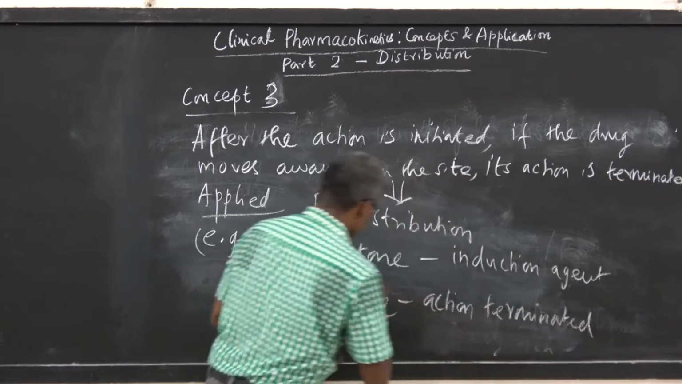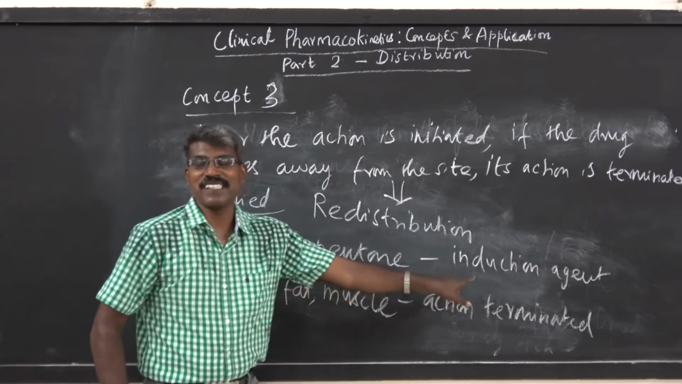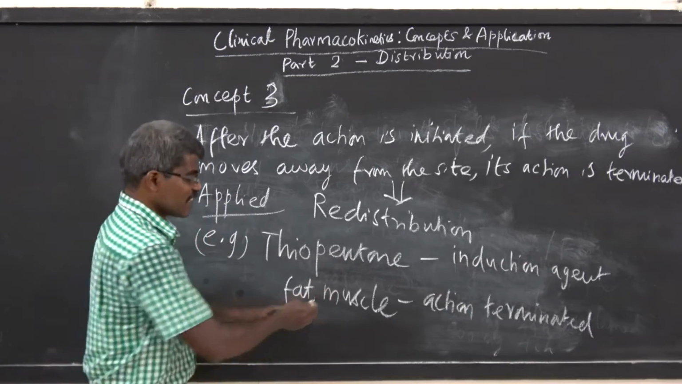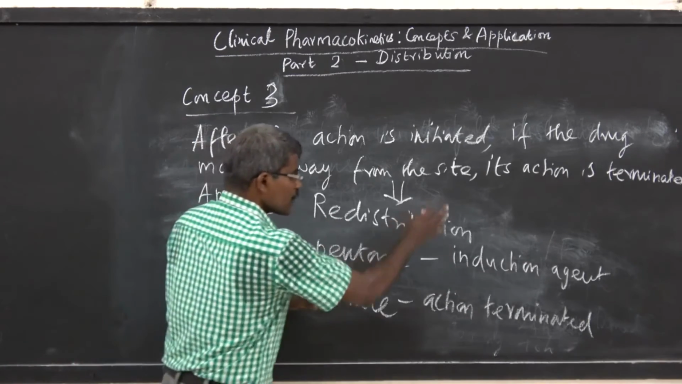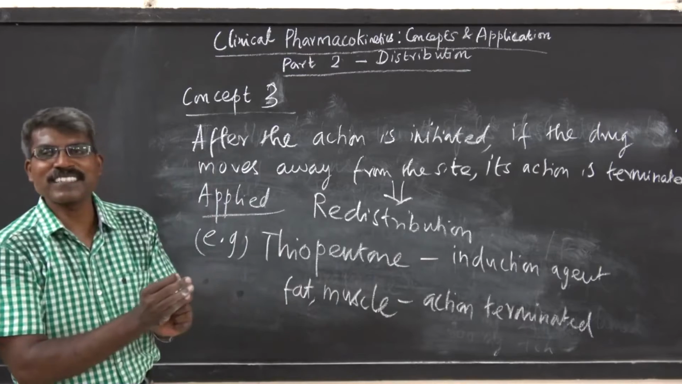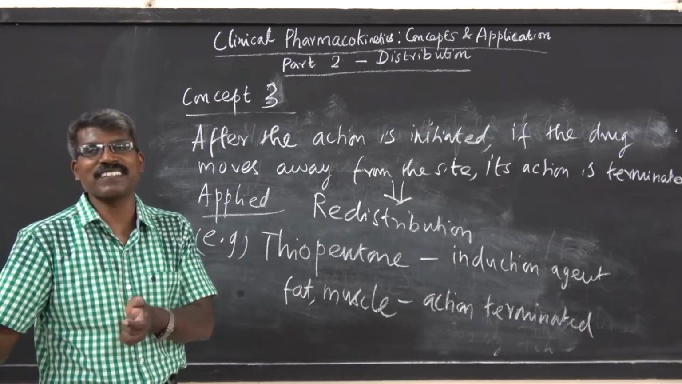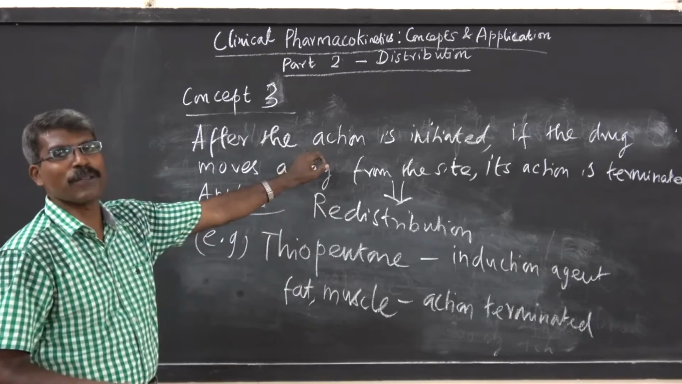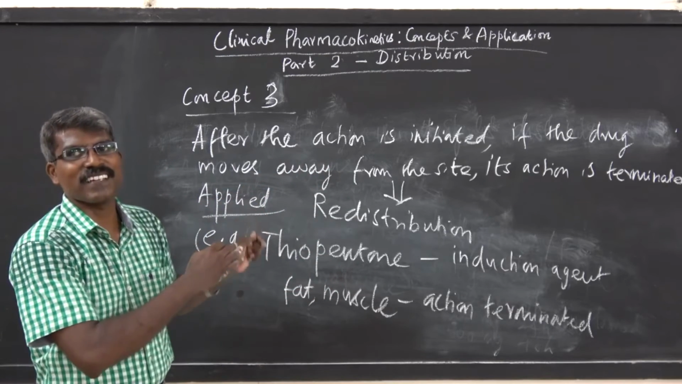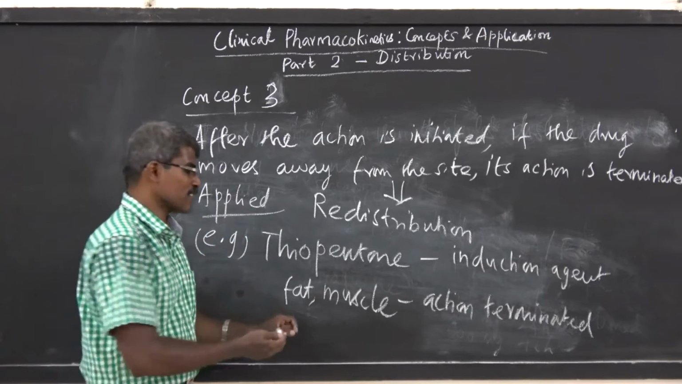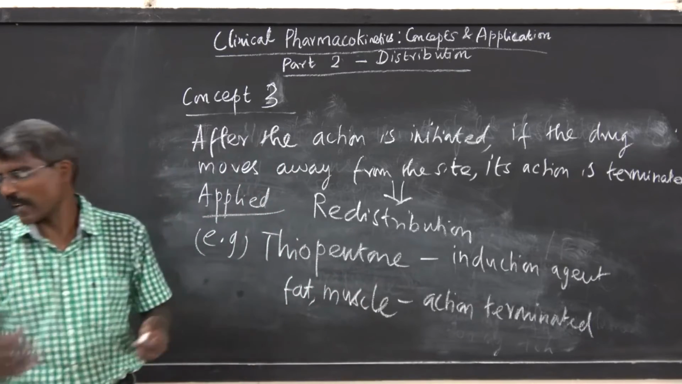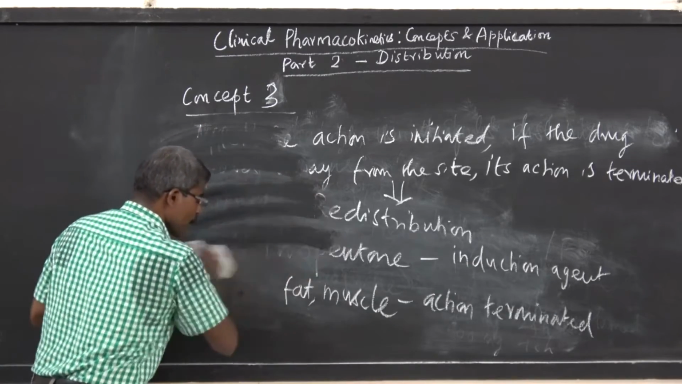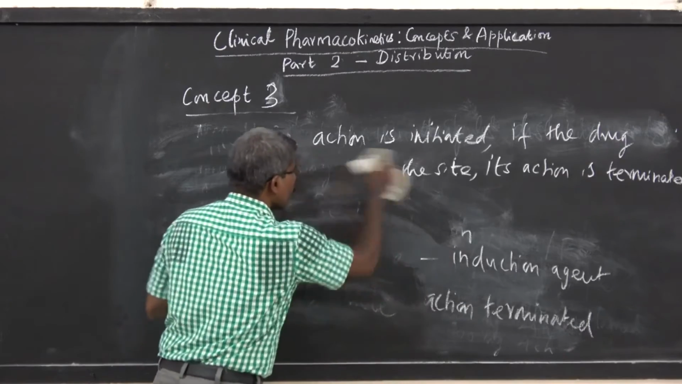Now you can see here, it's a very good induction agent, but it cannot be used for maintenance. So that's the simple concept. If it goes to the site, it acts, and after it starts action, if it comes out of the site, its action is terminated. A very, very simple concept to keep in mind, and when you see this drug moves away, it always loses its action. So a classical example is thiopentone. Now let's see the fourth concept related to distribution of drug.